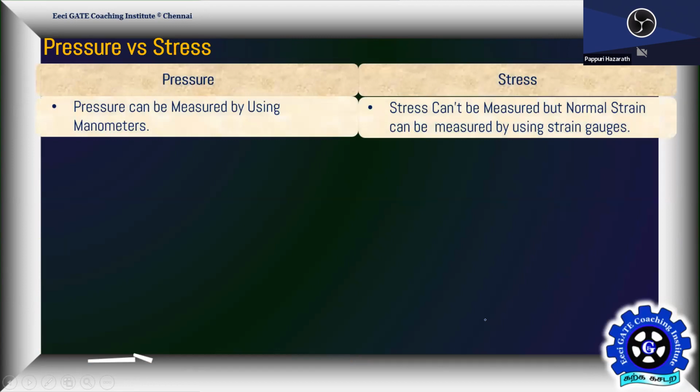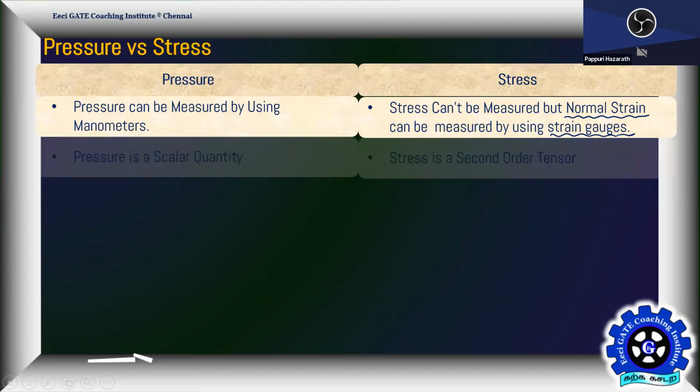Next, pressure can be measured by using manometers, but stress can't be measured. But normal strain can be measured by using strain gauges. How to play the game with strain gauges can be discussed in the strength of materials course.